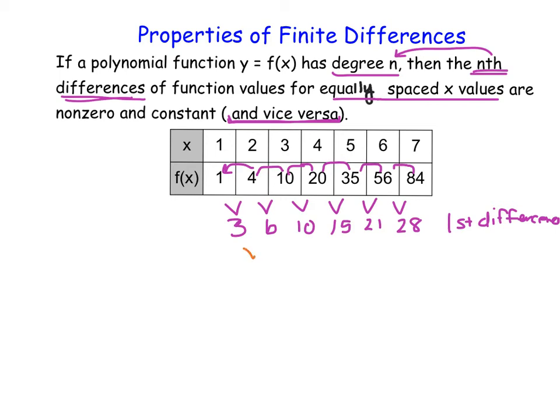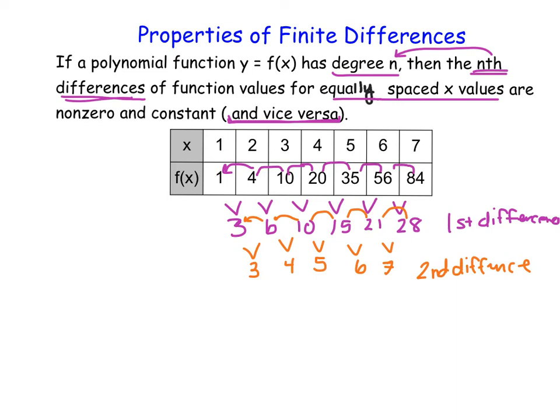We're going to look here. So here we have 6 minus 3 is 3. 10 minus 6 is 4. 15 minus 10 is 5. 21 minus 15 is 6. 28 minus 21 is 7. So this is our second difference. And we notice that, again, this is not a non-zero constant number. They are all different numbers, so this isn't quite a second degree polynomial either.